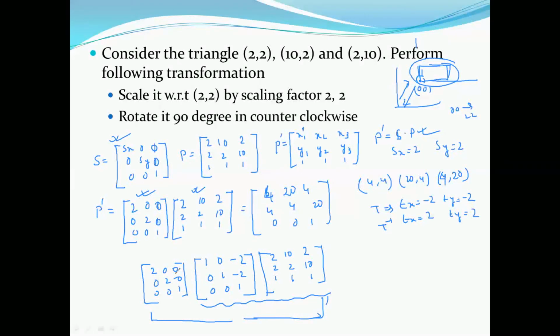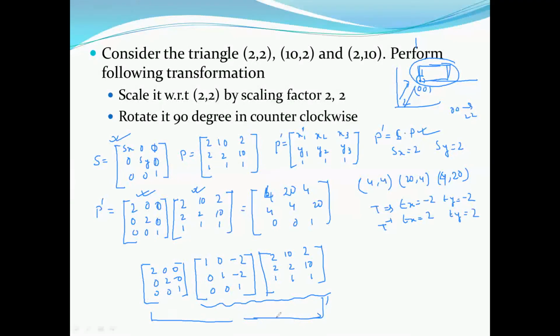So to perform the reverse translation, what you have to do? Again with this result. Let us say this is result R1 and this is result R2. So we have to multiply the reverse translation matrix. The translation matrix is 1, 0, -2, so the reverse translation matrix will be 1, 0, 2, 0, 1, 2, and 0, 0, 1.